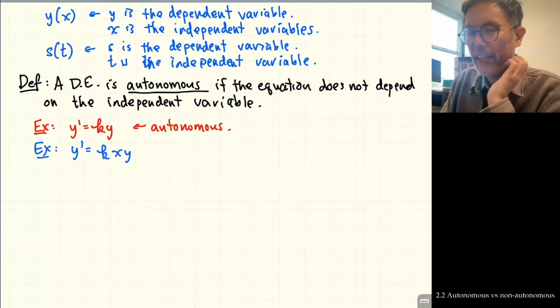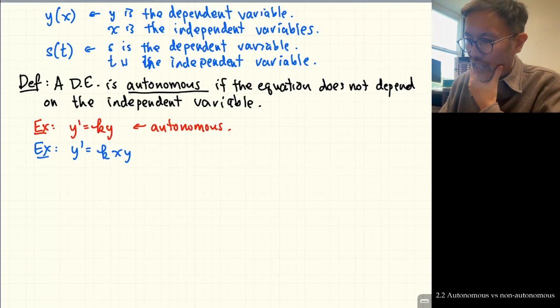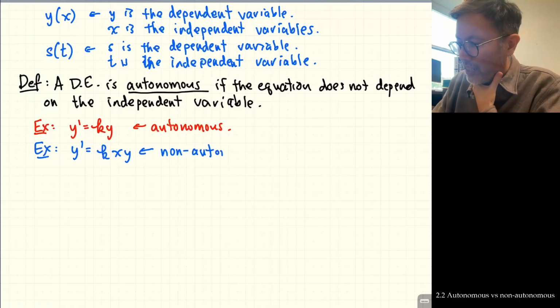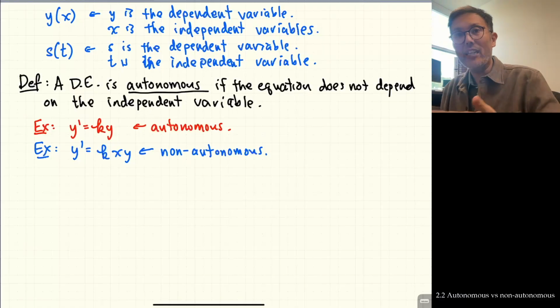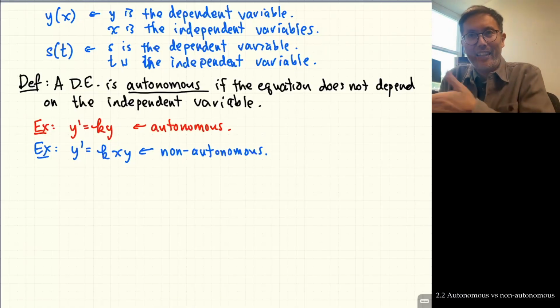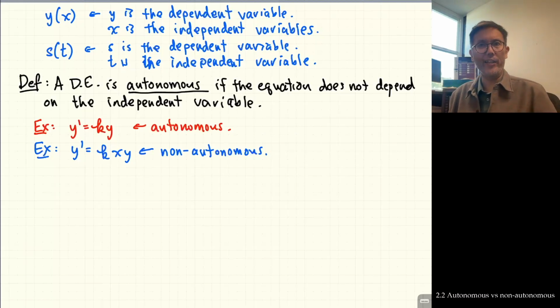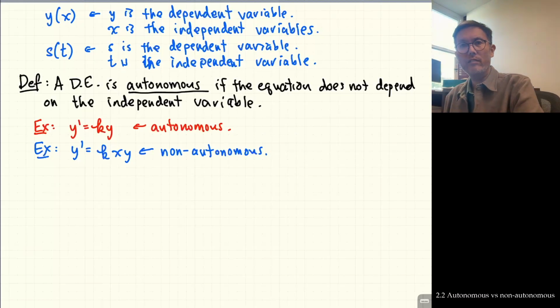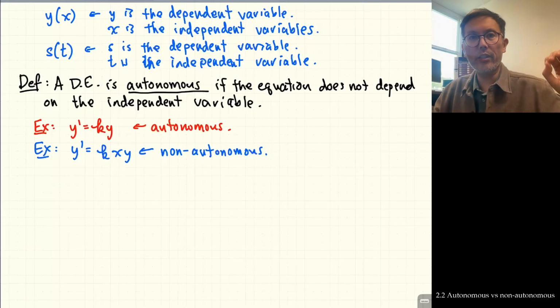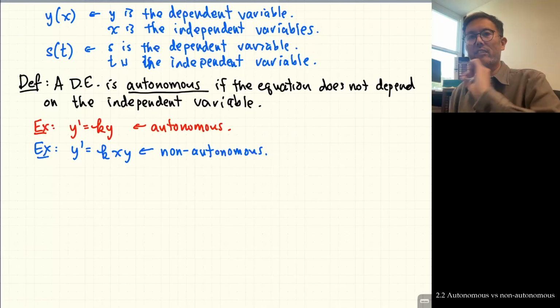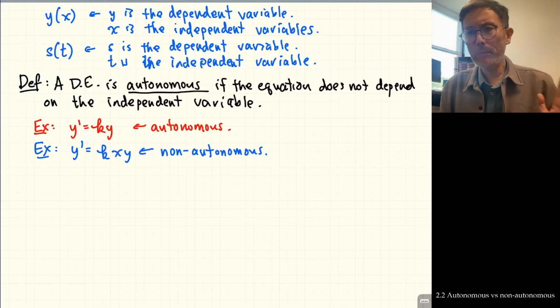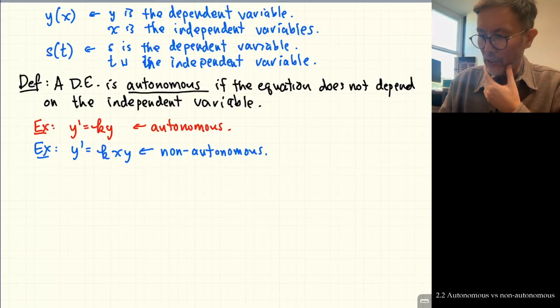times xy, now all of a sudden this is a non-autonomous equation, because the independent variable x is making its existence known explicitly in the equation, right? So that makes it non-autonomous. In each case, each of these are first order linear ordinary differential equations, but one is autonomous and one is non-autonomous, okay?